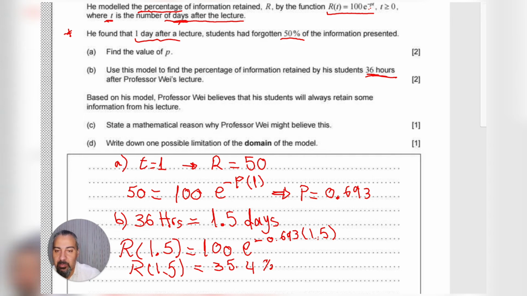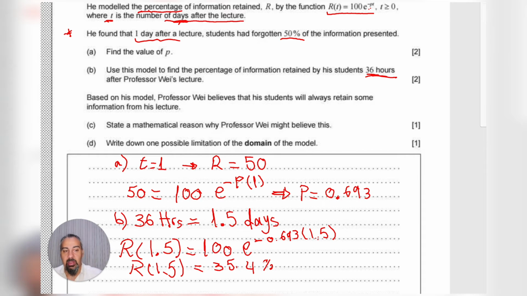Then, based on his model, Professor Wei believes that his students will always retain some information from his lecture. C. State a mathematical reason why Professor Wei might believe this.